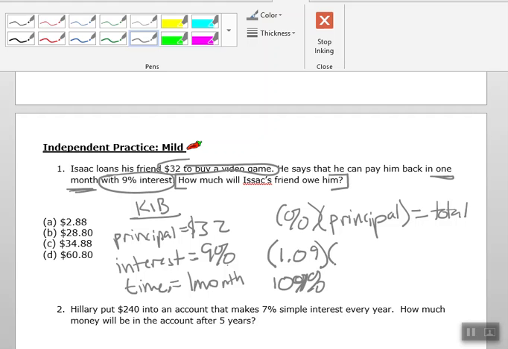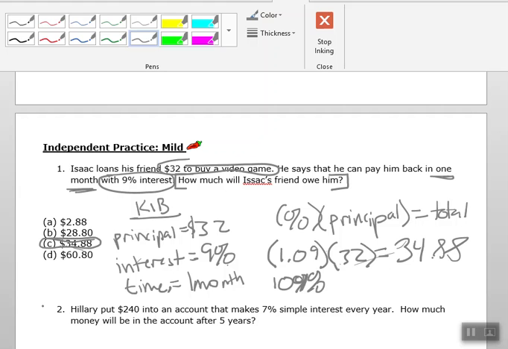So I'm going to do 1.09 times 32. I'm going to get $34.88. And I see that is answer C.